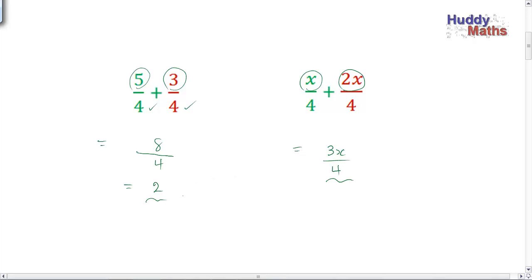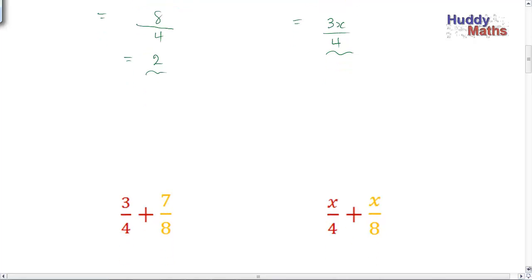Okay, so that's the first type. That's a pretty friendly type. You can see what's going on there. Let's get rid of that. Let's come down now and have a look at the next one.